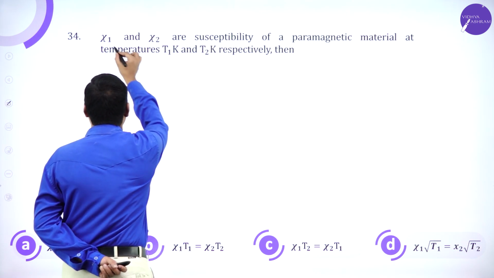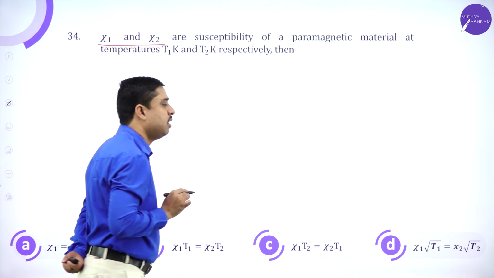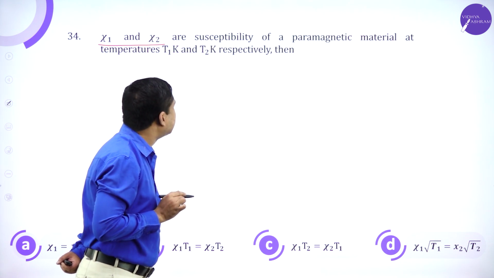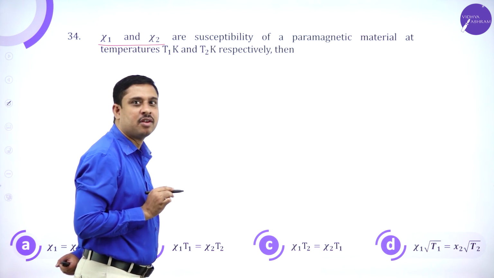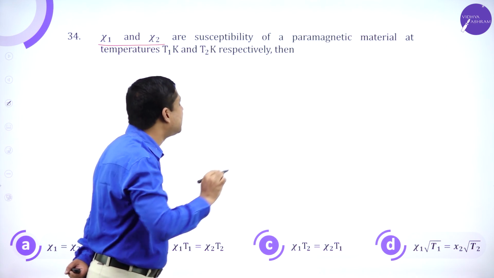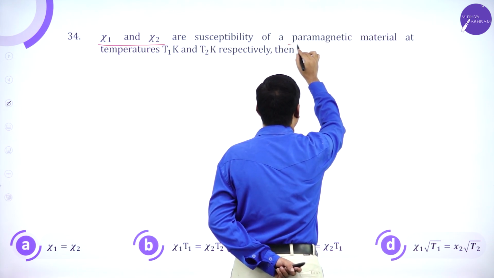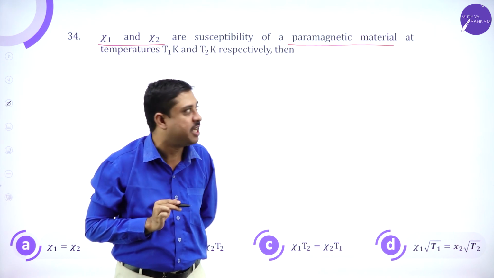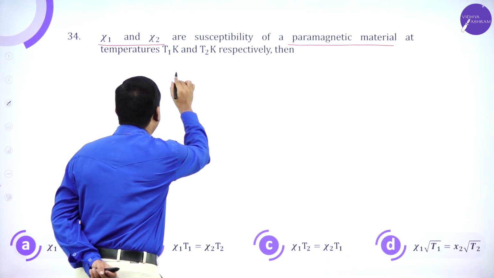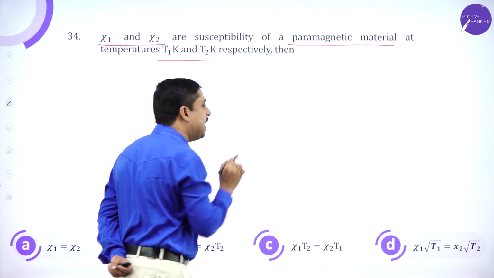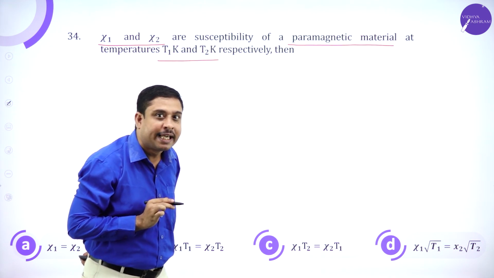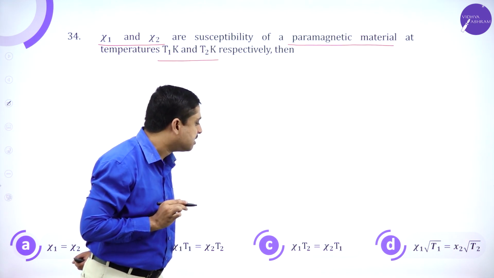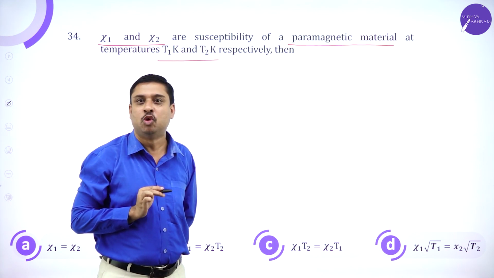Chi 1 and Chi 2 are the susceptibility of a paramagnetic material. Very important. Paramagnetic material at temperatures T1 Kelvin and T2 Kelvin. Then how are Chi 1 and Chi 2 related?